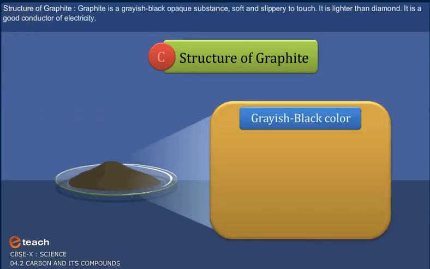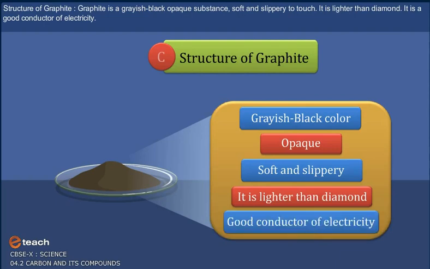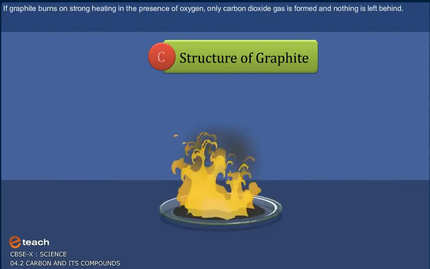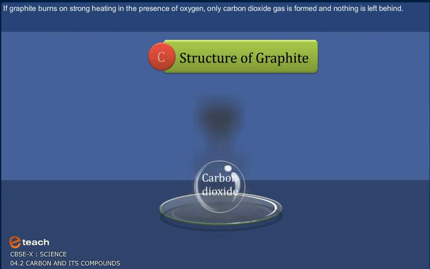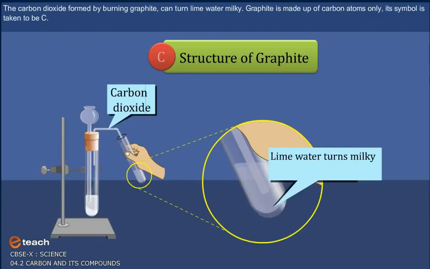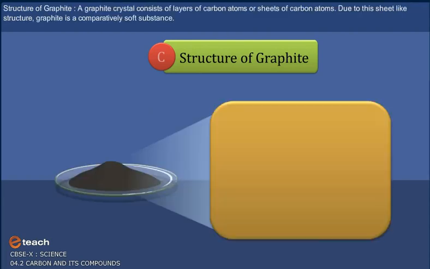Graphite. Graphite is a grayish-black opaque substance, soft and slippery to touch. It is lighter than diamond. It is a good conductor of electricity. If graphite burns on strong heating in the presence of oxygen, only carbon dioxide gas is formed and nothing is left behind. The carbon dioxide formed by burning can turn lime water milky. Graphite is made up of carbon atoms only. Its symbol is taken to be C.